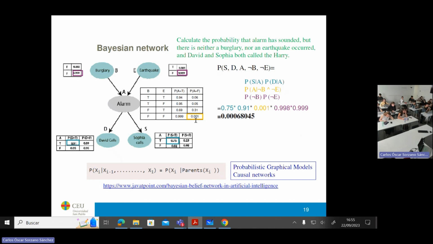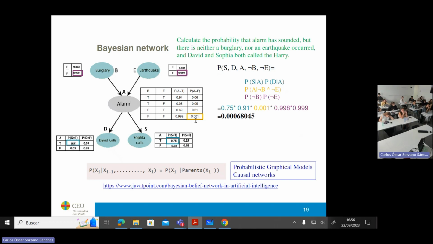So let's say this is a network that models the following situation. You have a house, you are away from the house, but you have a couple of neighbors. You have David and Sofia, your neighbors. And the house has an alarm, and then they call you because the alarm has sounded. So now you wonder, okay, there could be two reasons for that. One is that there has been an earthquake and then the alarm sounds. The other one is that there has been some burglary, so someone entered into the house, and then that's why the alarm sounded.